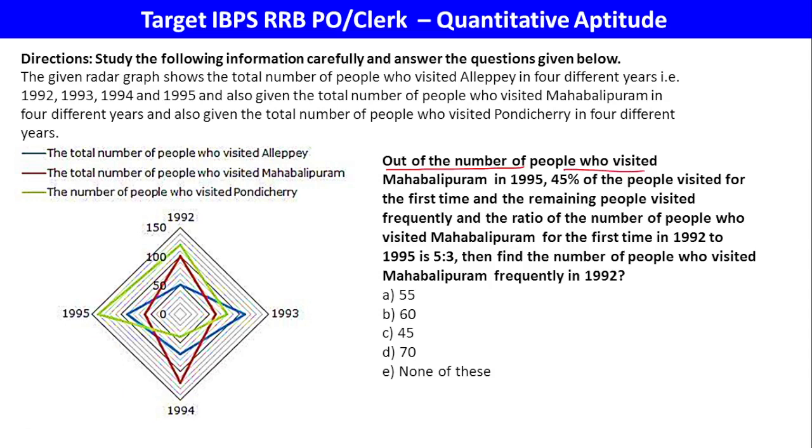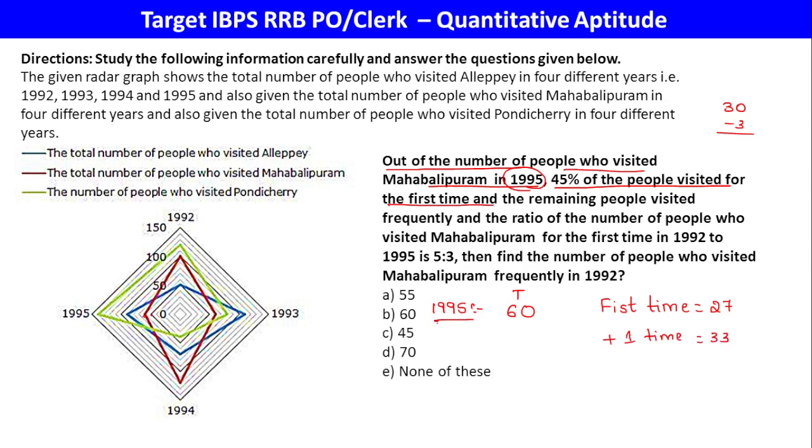Out of the number of people who visited Mahabalipuram in 1995, the red line in 95 is 50, 60. Then 45% of the people visited for the first time. In the low 45%: 50% is 30, 30 minus 3 is 27. That is the first-time visitors in 1995 for Mahabalipuram. The regular visitors, meaning more than one time, are 33.